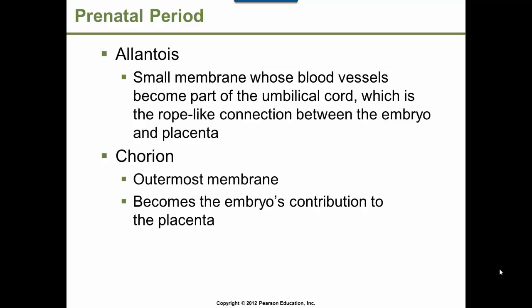The allantois is a small membrane whose blood vessels become part of the umbilical cord. This, of course, is the connection between the embryo and the placenta. The chorion is the outermost layer and becomes the embryo's contribution to the placenta.